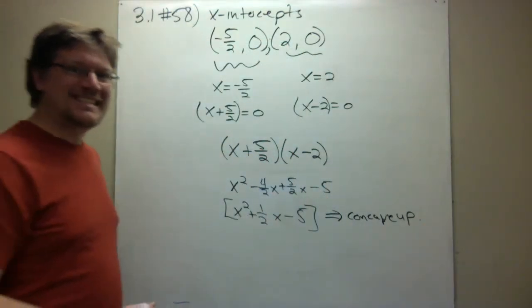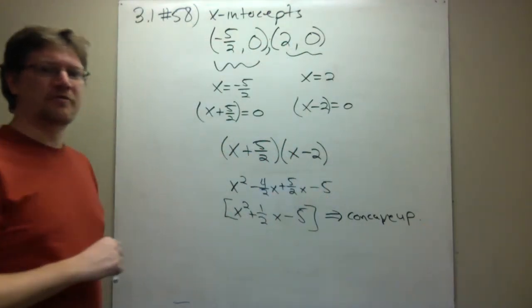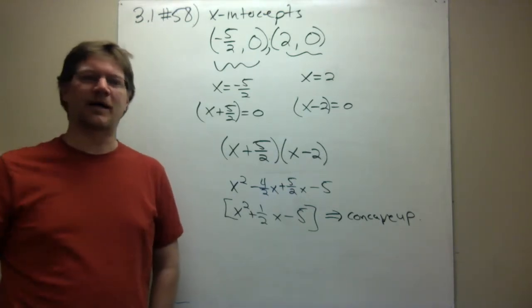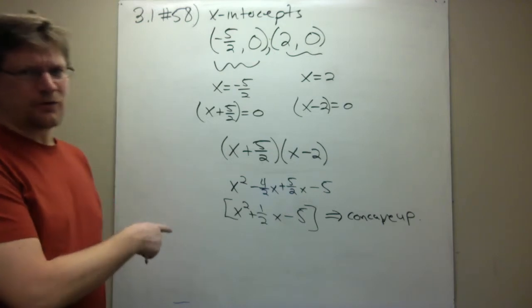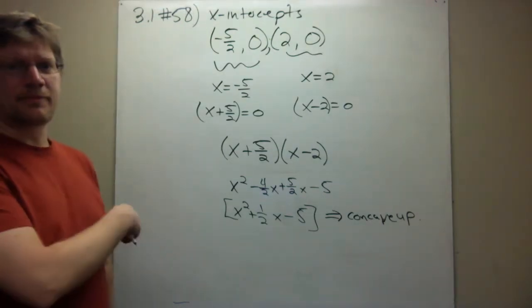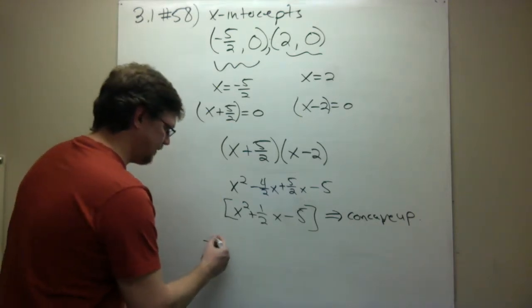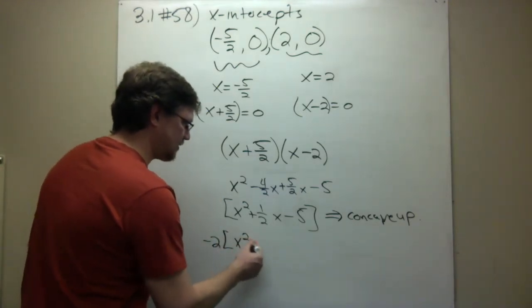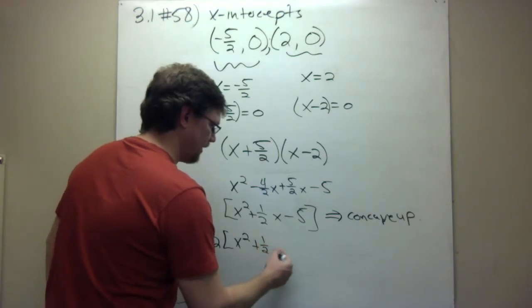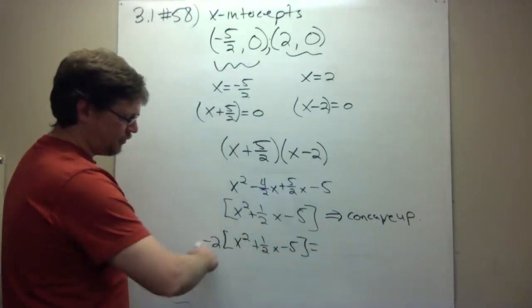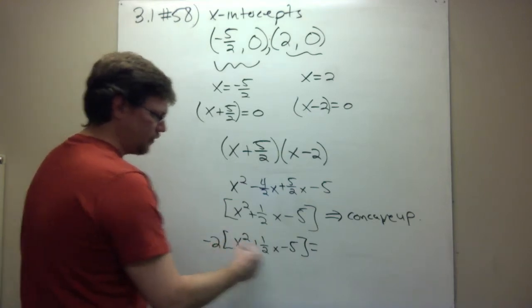For my concave down, I need a negative in front of my x squared. I have a positive now. How do I get a negative? I just multiply it by a negative. If I don't like that half in there, I can multiply this thing by a negative 2. So if I do that, negative 2 times x squared plus 1/2 x minus 5. Negative 2, I then distribute, negative 2x squared.